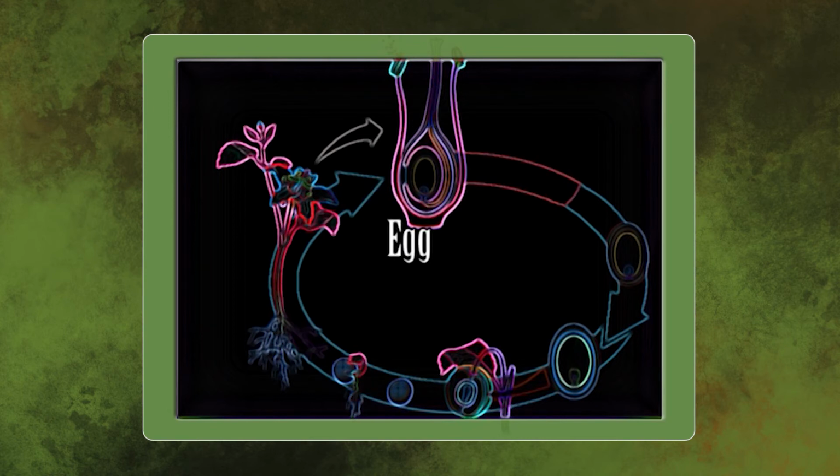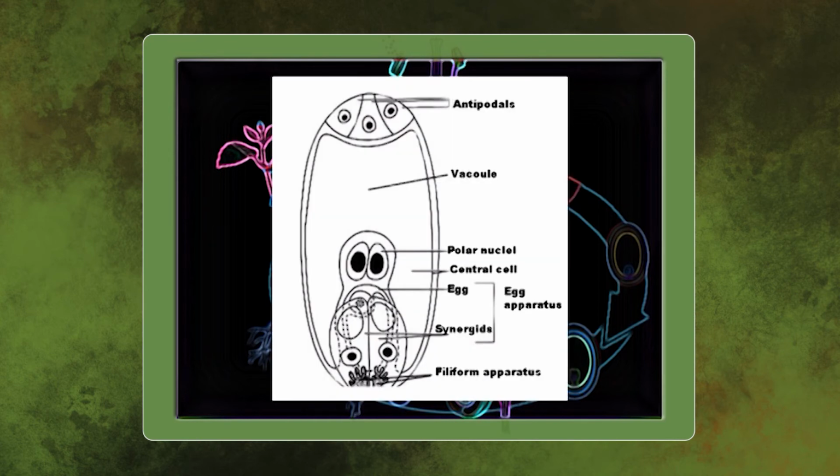Egg. The three cells of the egg apparatus are arranged in a triangular fashion. The egg shows common wall with the two synergids and the central cell. The egg cell wall is traversed by plasmodesmata on the sides of the two synergids and the central cell. The egg cytoplasm is rich in ribosomes. The egg cell may contain small or large amount of starch which is utilized during fertilization or early embryogeny.